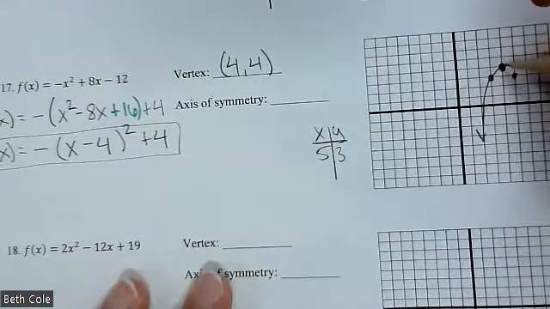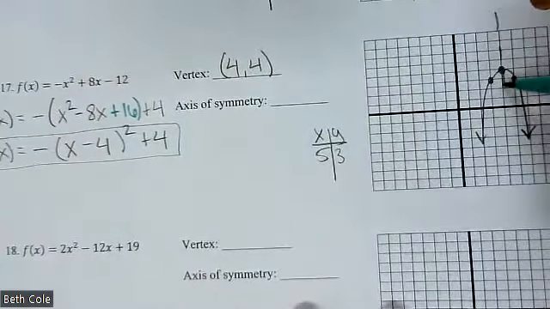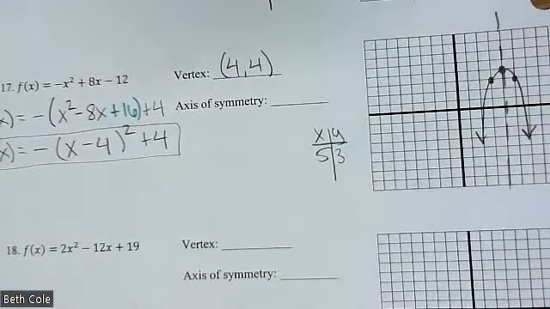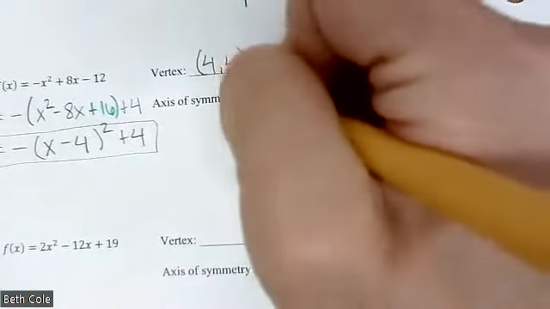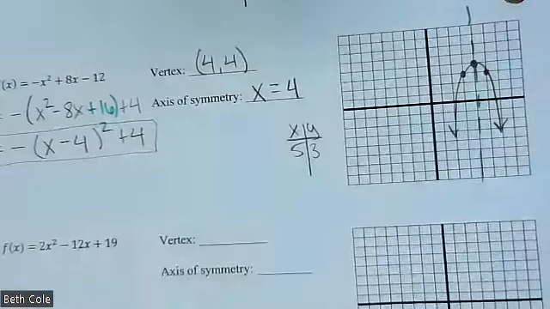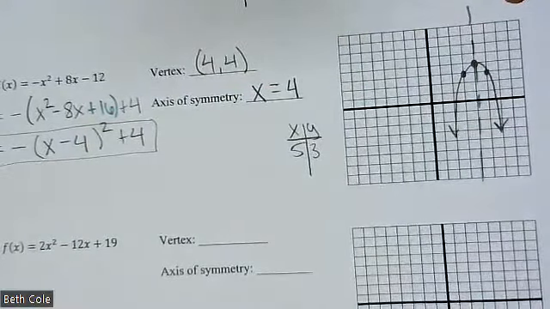Oh my gosh, why is this one upside down? Negative, reflected over the x-axis. And you can dot in the axis of symmetry if you want. I just did it so you can see it. It'll be x equals 4. That one was kind of nice that it was 4, 4 because you can't mix them up. They're the same number.